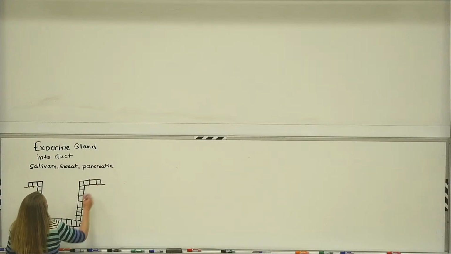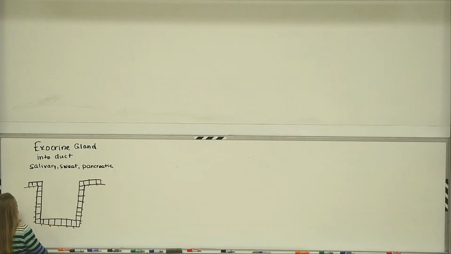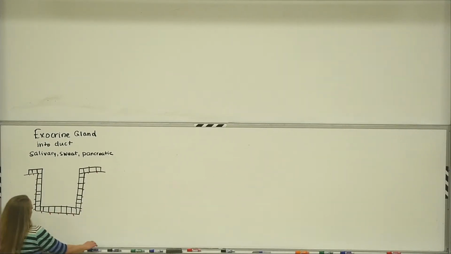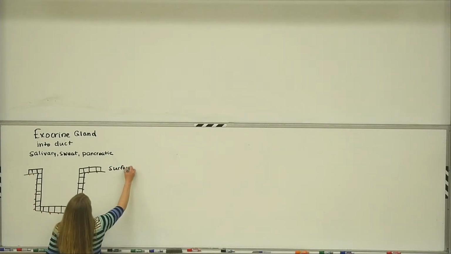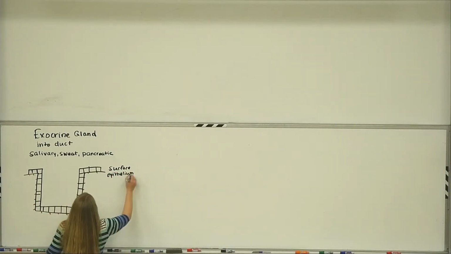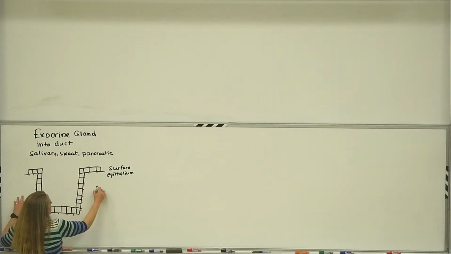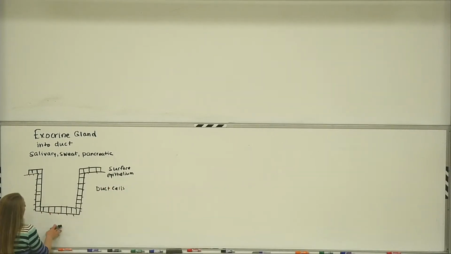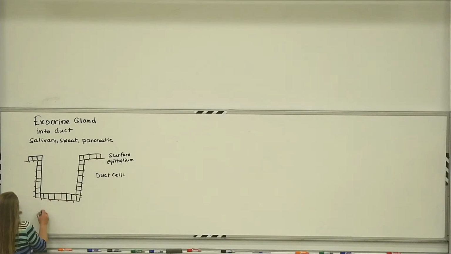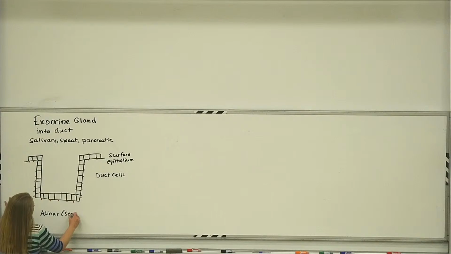And each portion of this duct has a different purpose, different name. So up here we had our surface epithelium. As we started moving down into this duct, these were duct cells. And then the cells at the bottom, or you can also call them secretory cells.